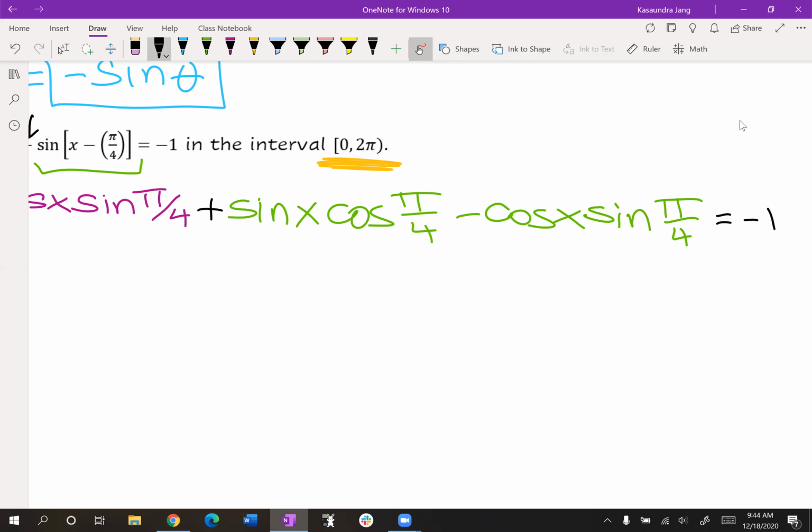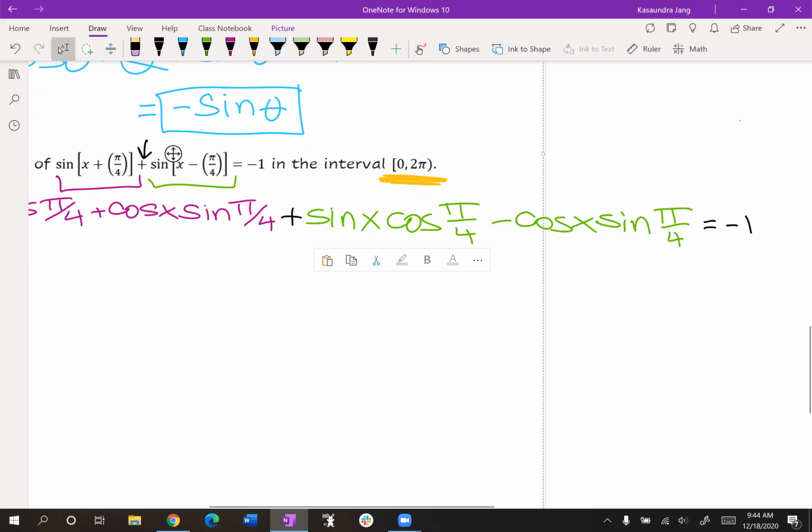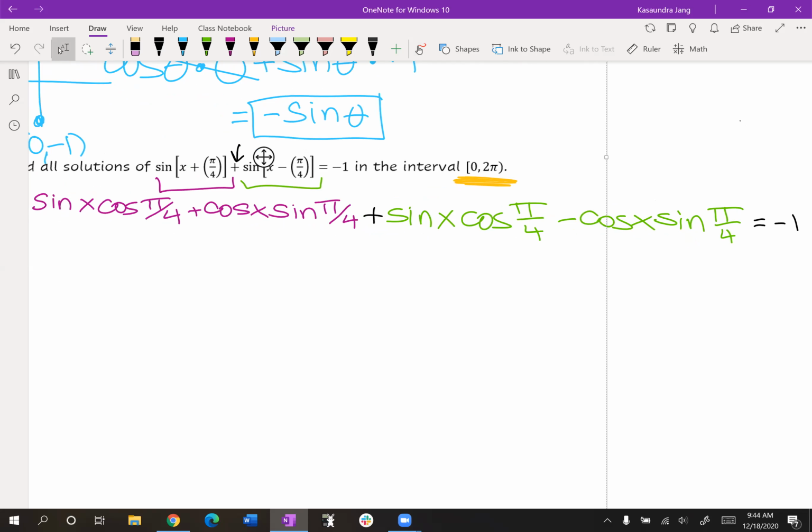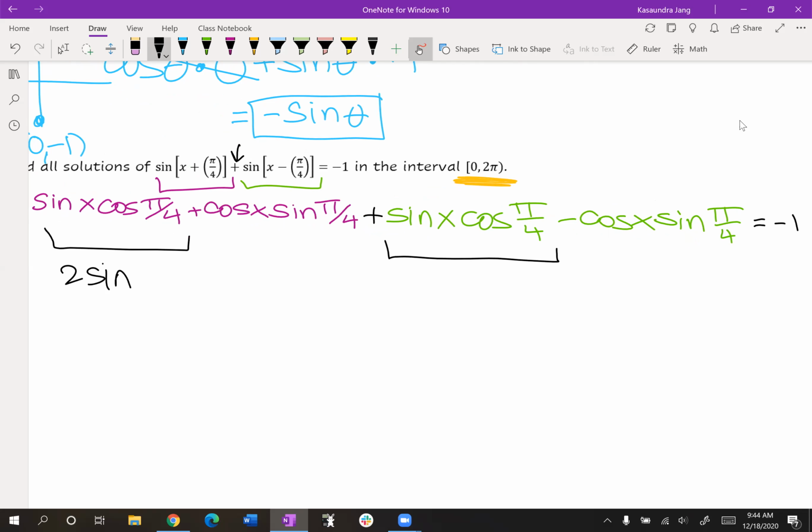All right, but we have to simplify this down quite a bit here. Actually, I think this will simplify down rather quickly because here's what I'm seeing: sine of x cosine of pi fourths, sine of x cosine of pi fourths. I've got two of the same thing. So I'm going to say I've got two of the sine x cosine of pi fourths.